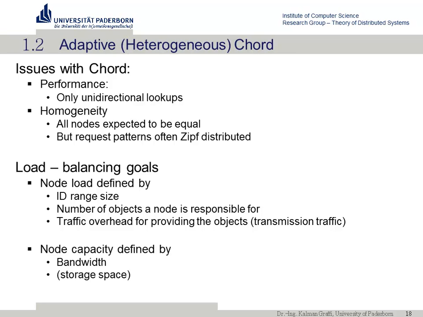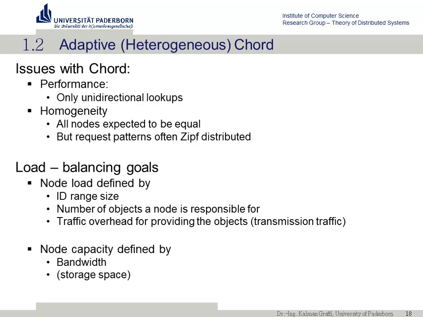And thinking of how to model this problem, one node can be characterized: what is the node load? It's the ID range size. That could be a load. It can be the number of objects a node is responsible for, or it can be also the traffic overhead for providing this object. So these are three types of what you could characterize as a node load. Many papers go for the ID range size, so they try to optimize that every node has the same amount of ID space. It's still not tackling the problem of very prominent objects.